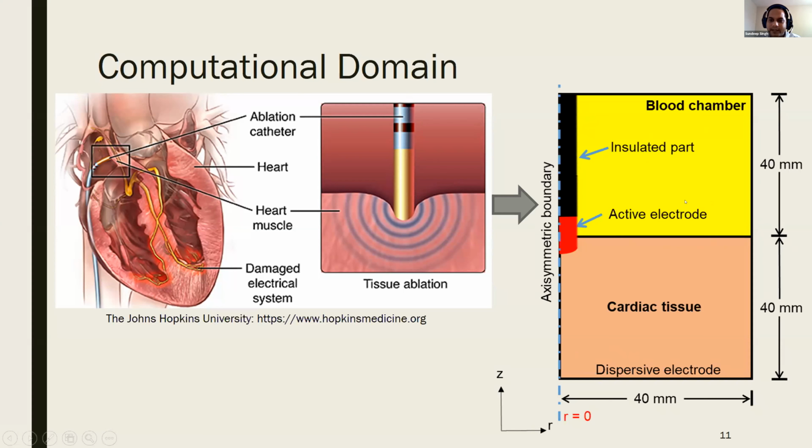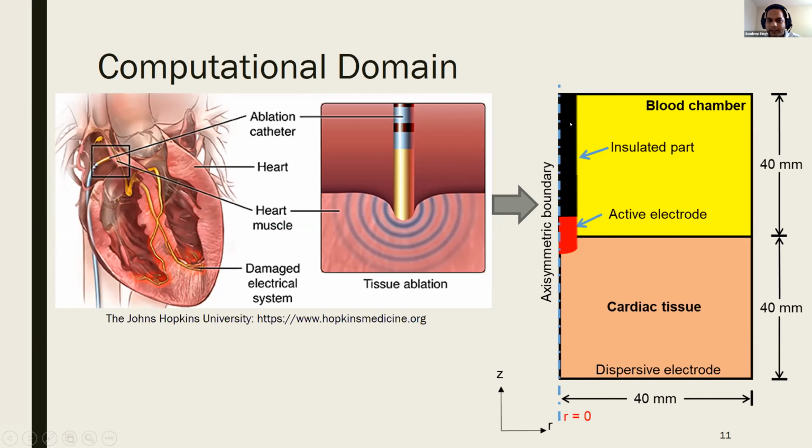And again, to simplify the complexity, instead of solving the full-fledged fluid flow model, we have assumed convective boundary conditions here. This is the convective boundary condition between the blood and the cardiac tissue, and the convective boundary condition between the electrode and the blood, so as to reduce those computational costs. And since our motive is to quantify the ablation zone within this cardiac tissue, we are not at all interested in the temperature that will increase in this blood chamber.